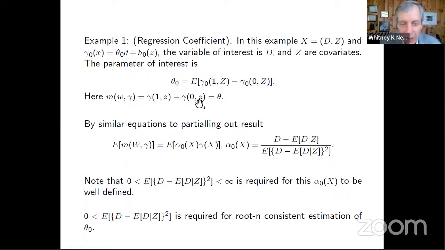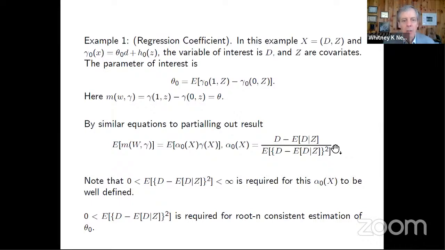This has an alpha naught, and it is our old friend that does the parceling out. If you look at the expectation of M of W and gamma, the theta, in this partially linear or additive linear specification, the way you recover it from the regression is you multiply by alpha naught, which parcels out. It gets rid of the regressors. You multiply by alpha naught and then take the expectation, and this delivers theta. If you plug any function of the form theta d plus h of z in for gamma here, you get theta back from taking the expectation of this object.